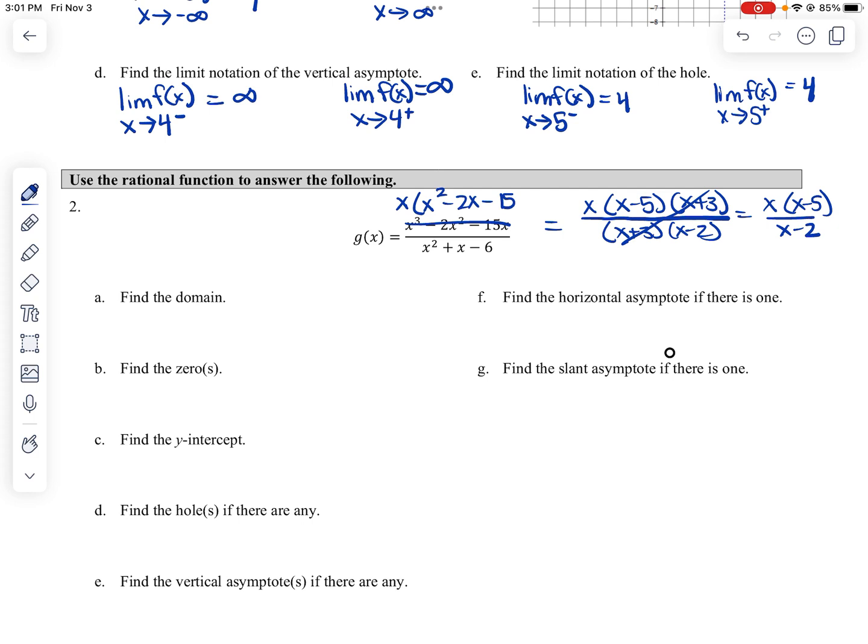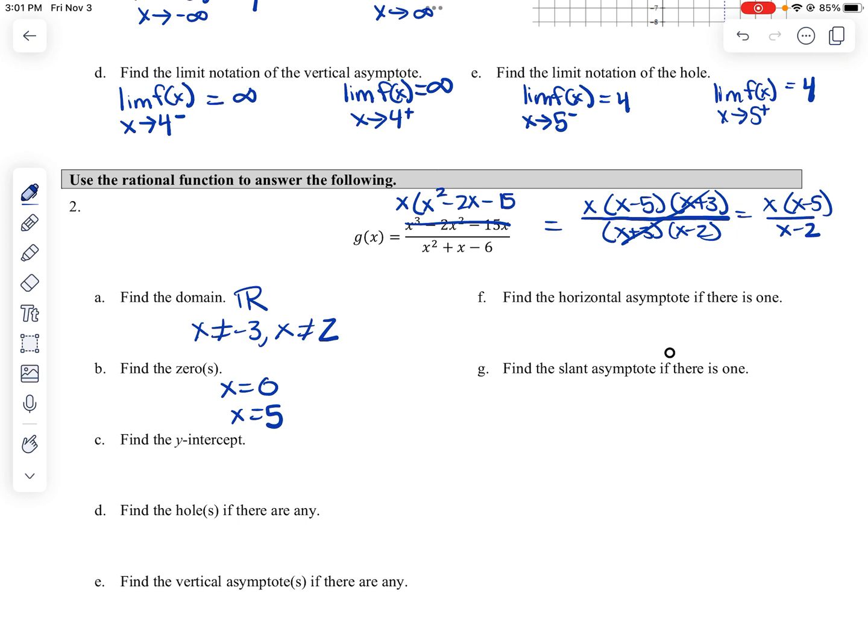All right, so our domain. So again, it's all real numbers, but we know x cannot be negative 3, and x cannot be 2. All right, letter B, the 0. So in our numerator, we'd have 2 zeros when x equals 0 and x equals 5.